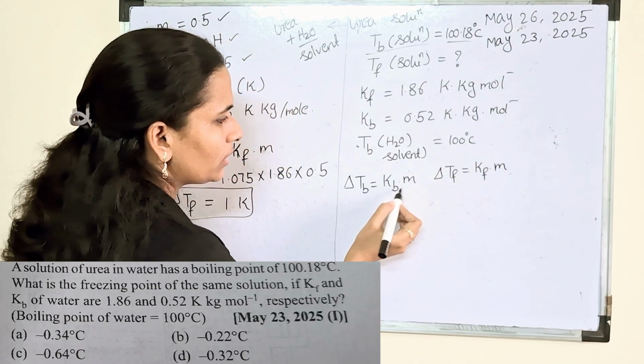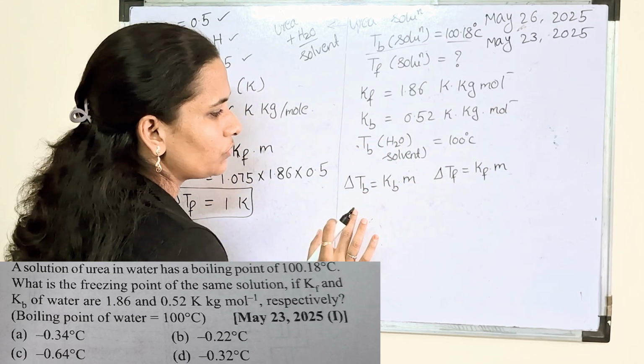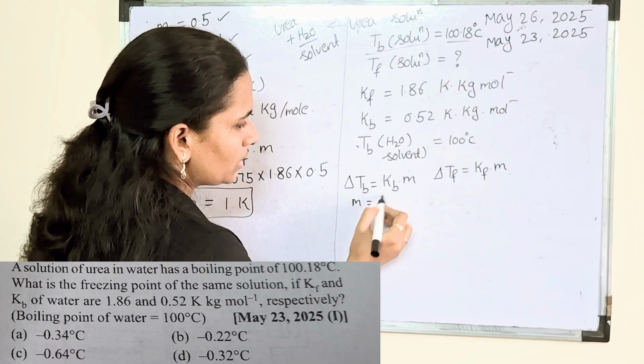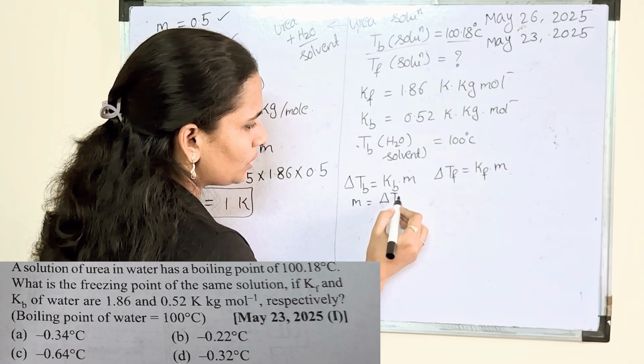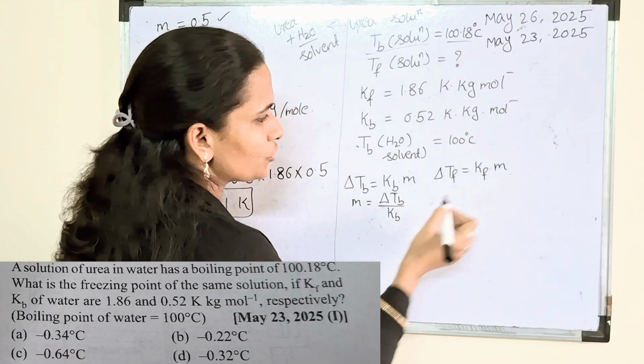So what can you write? m is equal for both, since it is the same solution only. So the molality is the same for both. From this, what can we write? Molality equals delta TB by KB, taking KB to the other side. So substitute this molality in this.